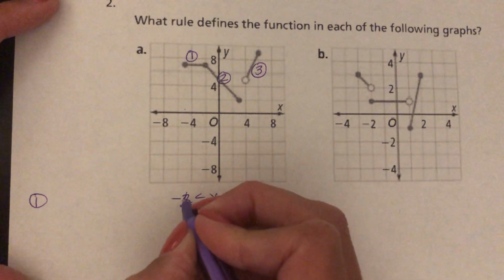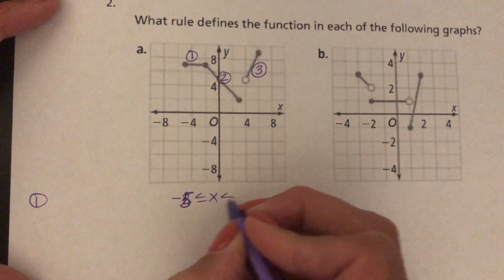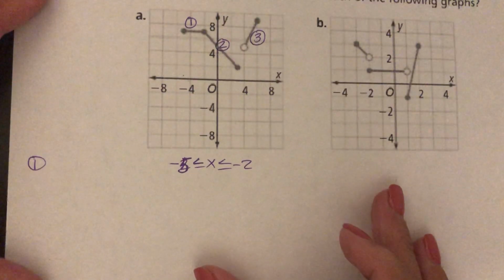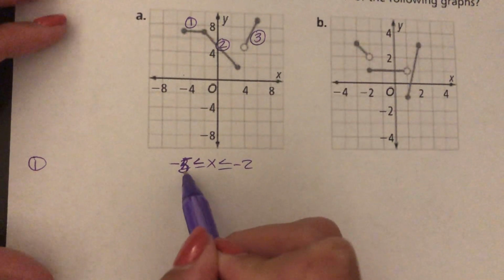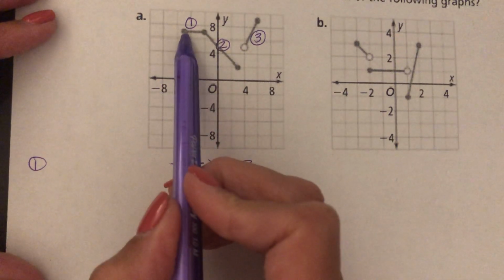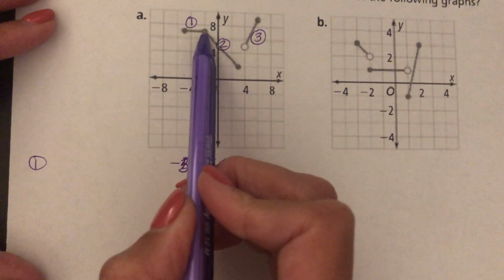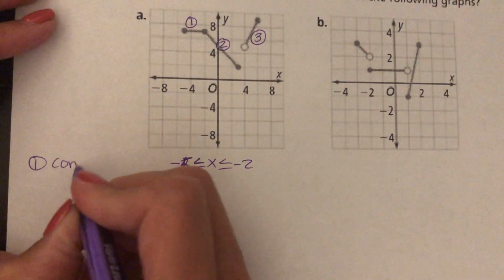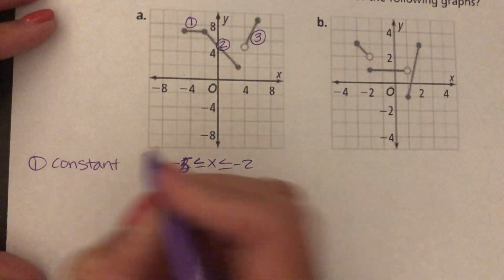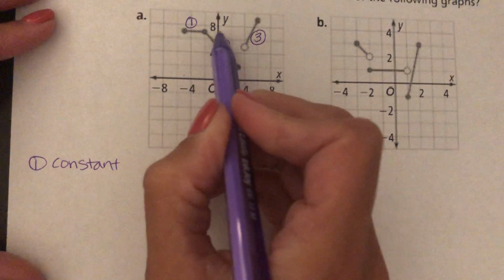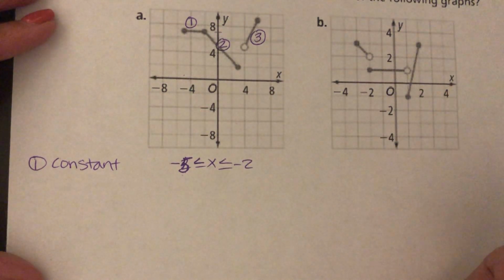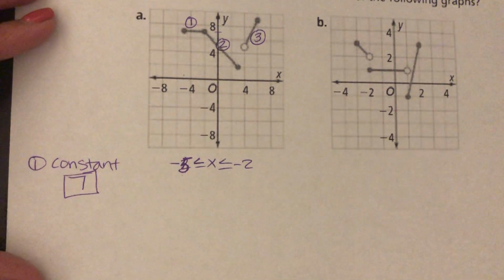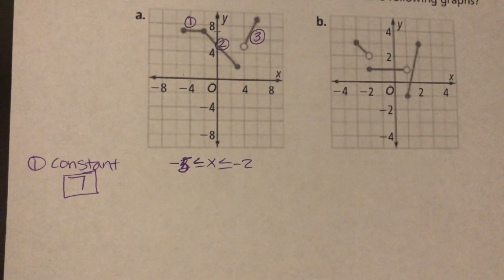Oops, -5 to -2, and they're both closed, okay? That's a -5 there. And then I see that it's a constant, because of that horizontal line. I'll follow it over, and it crosses the y-axis at 7. So that's my rule there, 7.